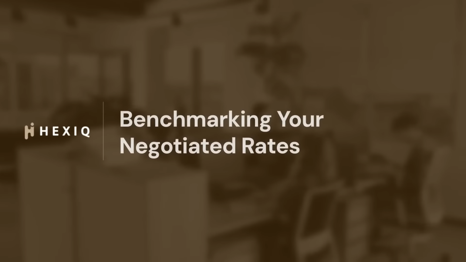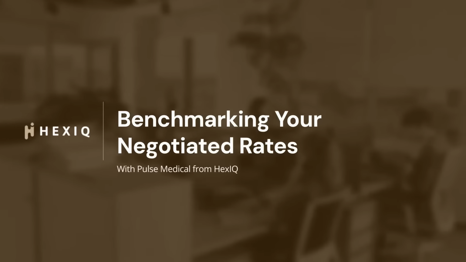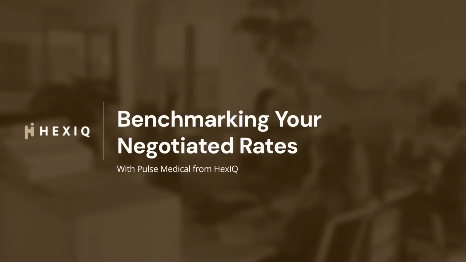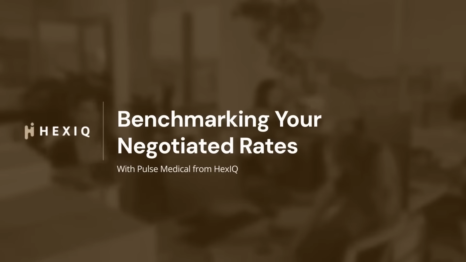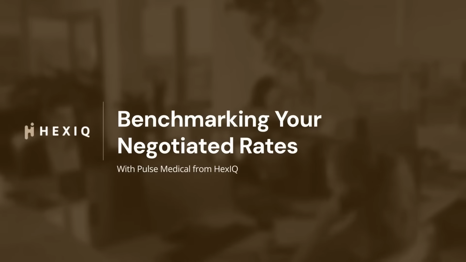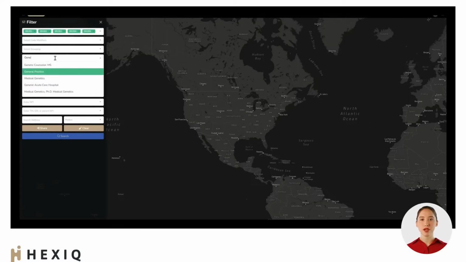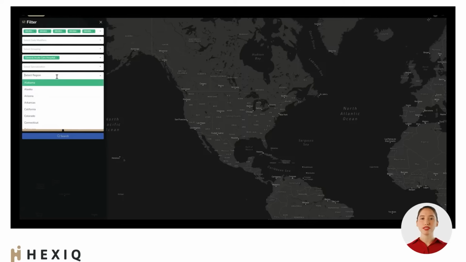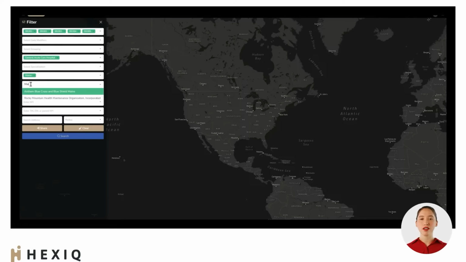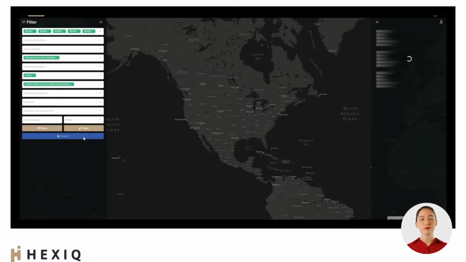This video will walk through how you can benchmark your negotiated rates against other specialists in your area using data from HexIQ. Let's jump into it. The first step is to download rates for the codes you're interested in benchmarking. I'm going to check out emergency room visits for general acute care hospitals for Anthem, Blue Cross Blue Shield, Maine.